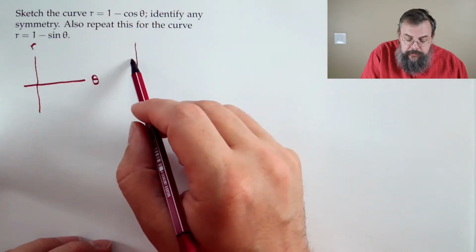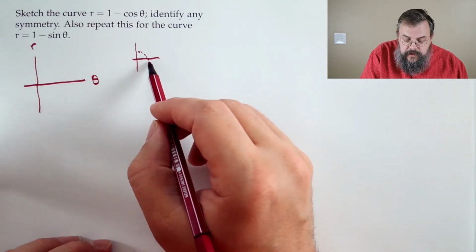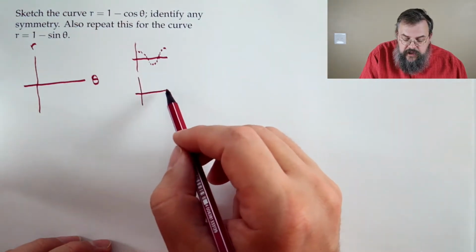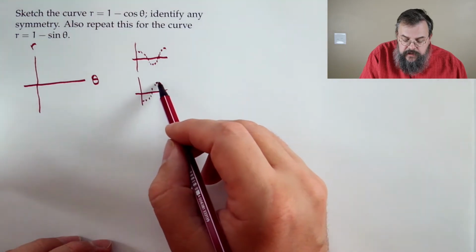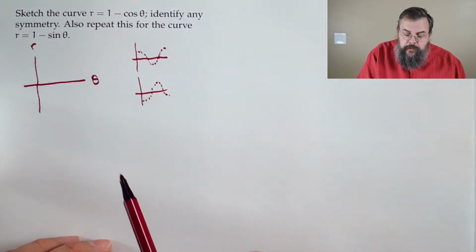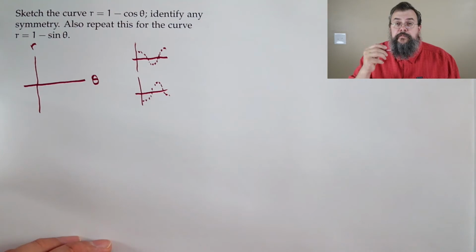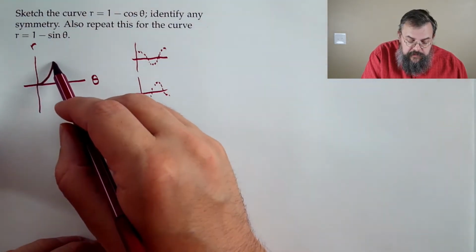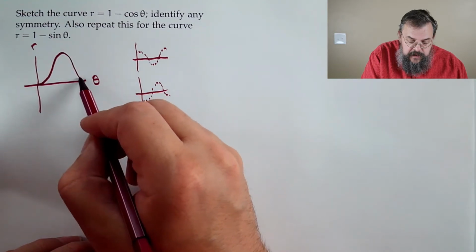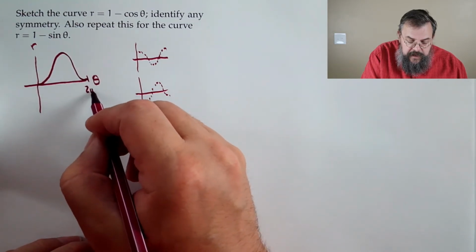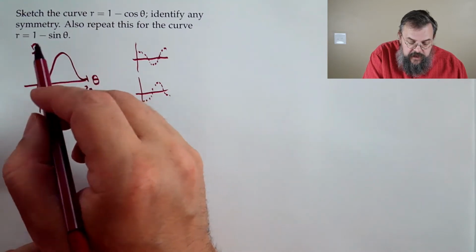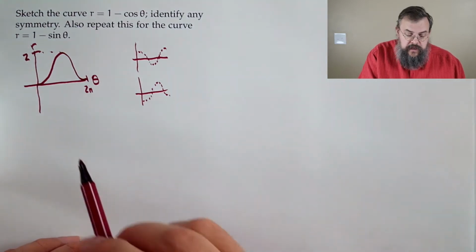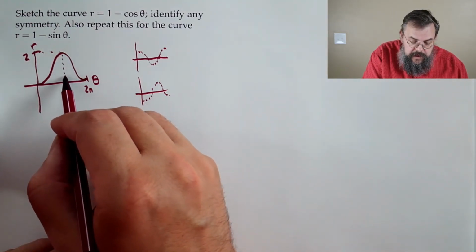Because cosine theta would do what? Well, it would normally look like this. And negative cosine theta would flip it over. And then when we put a 1, it shifts it up. So the result is that here, it'll look something like this. So this is 2 pi. And over here, at the peak, it's at a height of 2. And halfway, by the way, is pi.